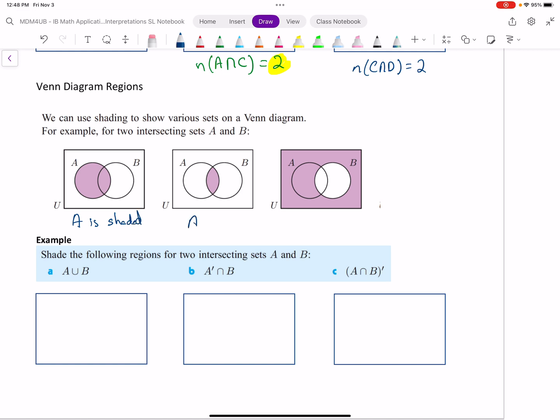This would be A intersect B. Hopefully that makes sense. This one's a bit trickier. Notice everything is shaded except for B. So we would say, really, it's everything not B is shaded, or B prime. That can be useful when we're talking about everything that isn't something.